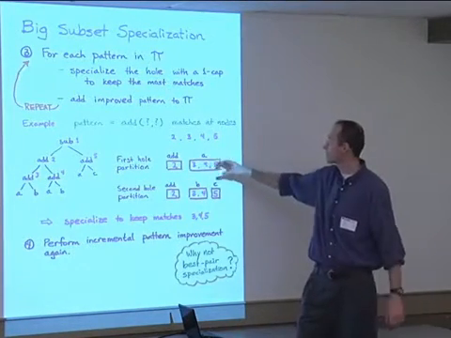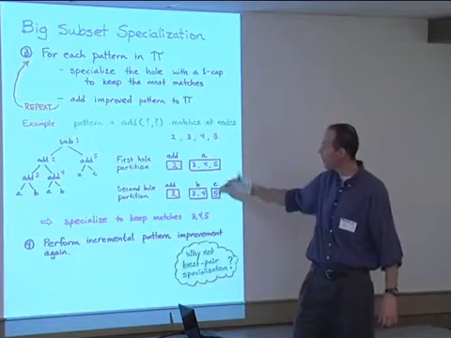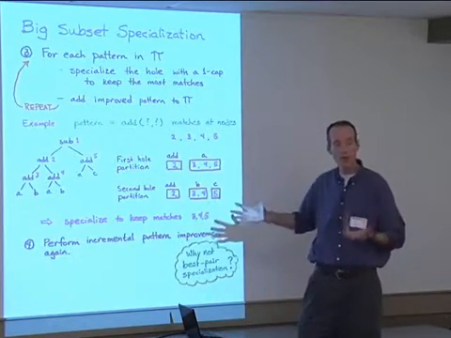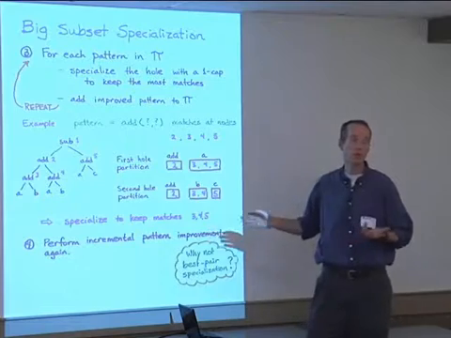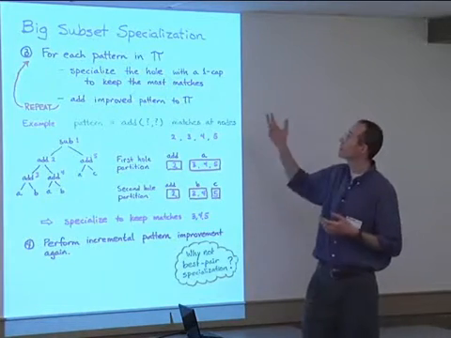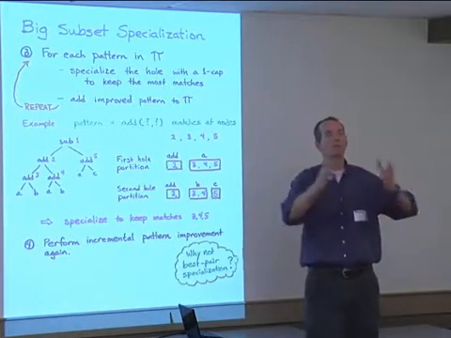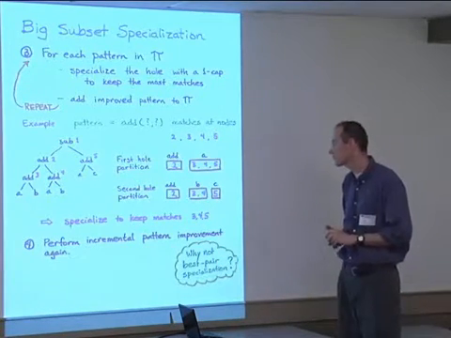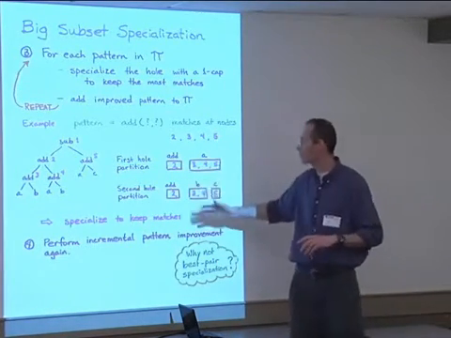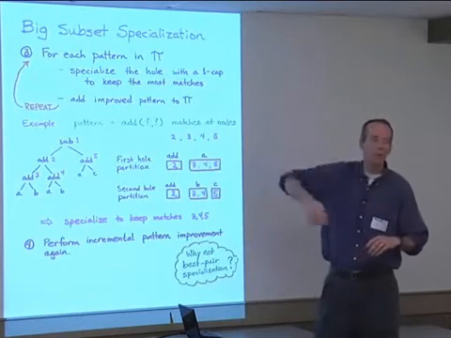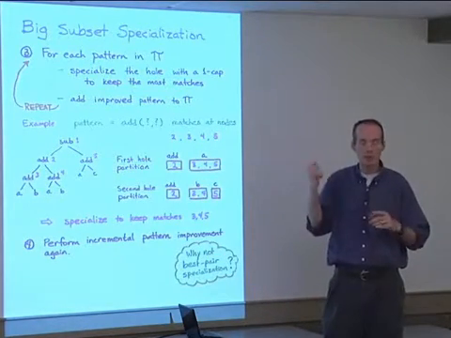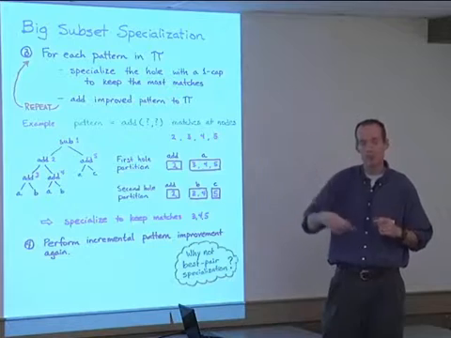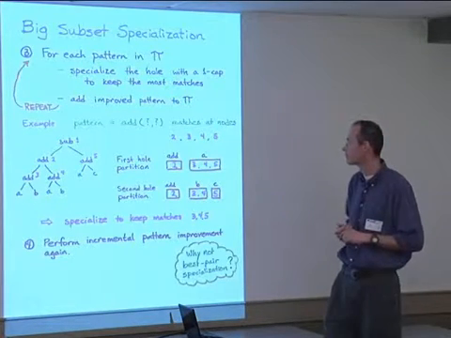So it's the specialization that I would perform, and it doesn't keep all of the matches, but it keeps most of them. It keeps 3, 4, and 5. And that's called big subset special. You want to pick the big subset of occurrences that occurs most frequently. And then you perform incremental pattern improvement again, and then you sort of repeat the whole process again. So this one you do repeat a couple of times, a few times, to catch everything.